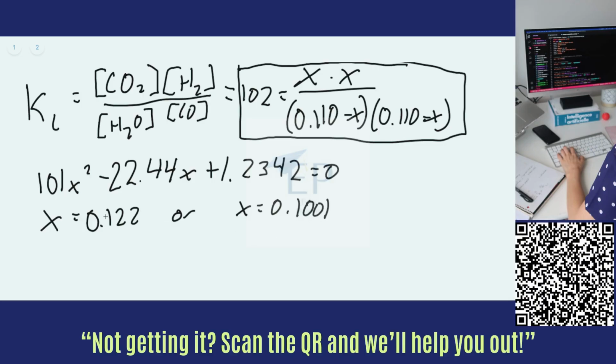0.1001. And so we know it can't be this, because if it's this, 0.122 is higher than our initial concentration of reactants, which would mean we would end up with a negative concentration of reactants, which isn't possible. So we know that this is our correct X.